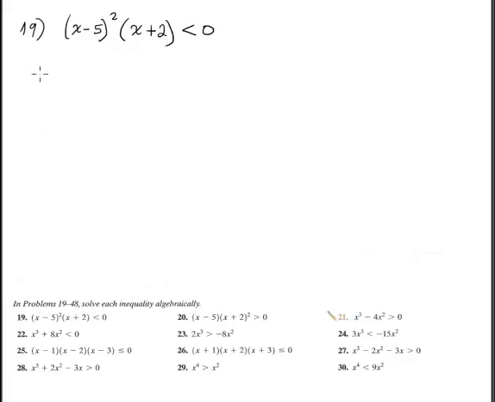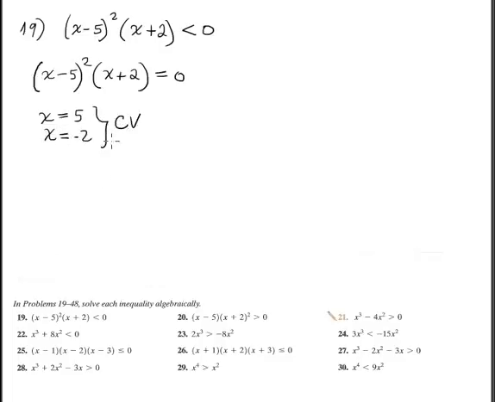Okay, 19 is a polynomial inequality. So you find the critical value. The critical value is the 0, and you convert this inequality to equation. And you solve the equation using the zero factor rule. The solution is 5 and -2. And this is the critical value.